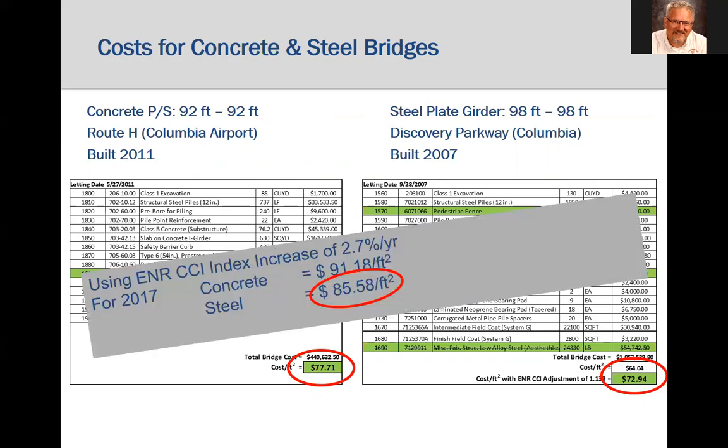To account for the age difference and inflation, the Engineering News Record Construction Cost Index of 2.7% per year was used to bring the costs of both of these two bridges up to a common year of 2017. We see that the steel bridge was the lesser cost at $85.58 per square foot, and the concrete bridge came in at $91.18 per square foot.